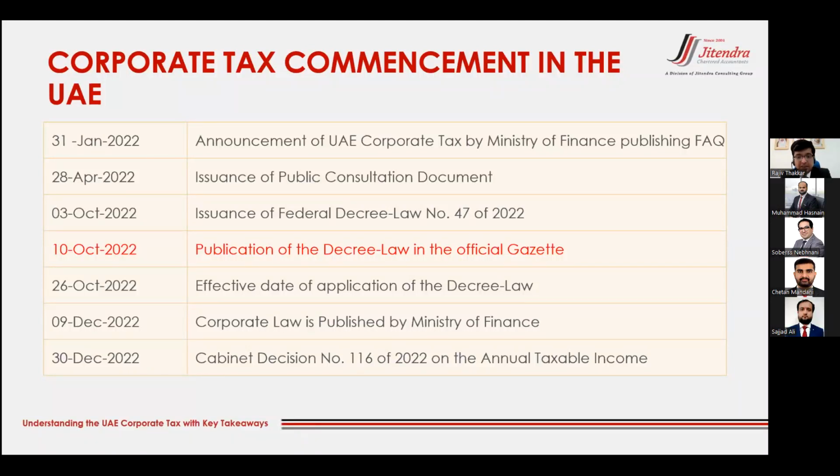So yes, tax evasion could have been done by many companies or taxable persons before this Federal Decree Law 47, but the government has stopped them. The government has shown them this red signal that after 10 October 2022, if you do anything, it is a violation of the law.